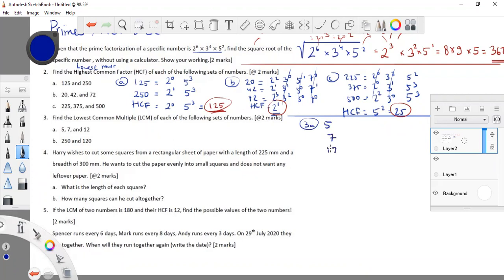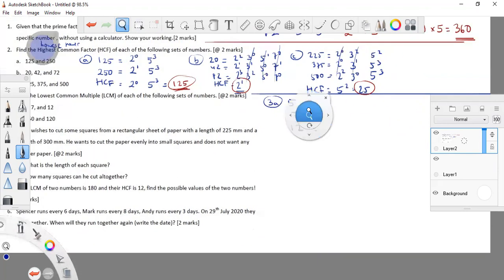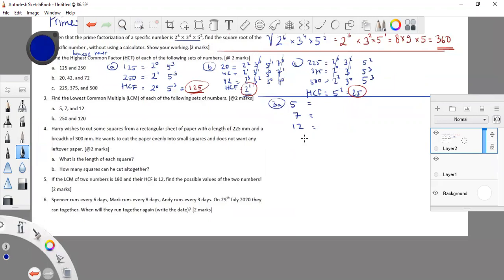Oke, 5, 7, and 12. Nah, ini juga sama kalau LCM-nya simple. LCM pakai working ya, kalau nggak susah jadinya. So, kayaknya ini dikali semua ya, 5 times 7 times 12, but let's try. 5 cannot be factorized further, so just 5 power 1, and this is 7 power 1, and 12 is 2 squared times 3 power 1, right?